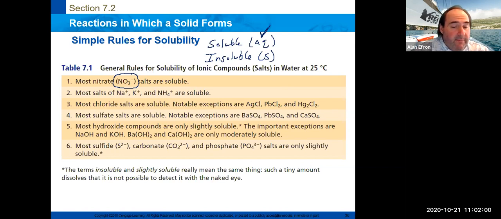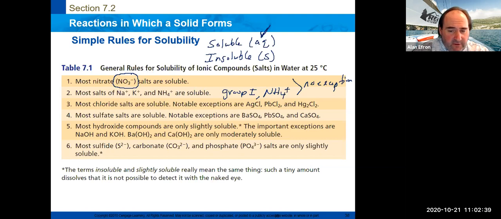Things from group 1 on the periodic table and ammonium are soluble in everything. There are no exceptions here. So if you see anything like sodium, potassium, or lithium in a formula, they are always going to be 100% aqueous no matter what the situation. They all should get that aqueous symbol. Also, if you see ammonium, which is NH4 plus, in a formula, it's always also soluble, so it should get that aqueous symbol.